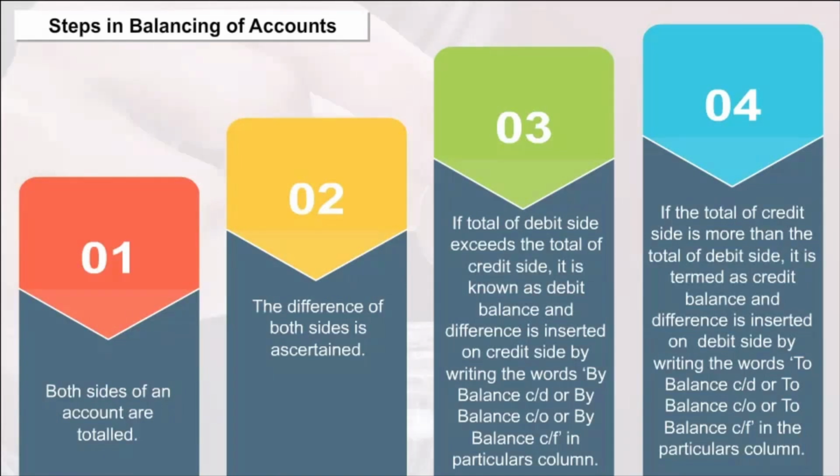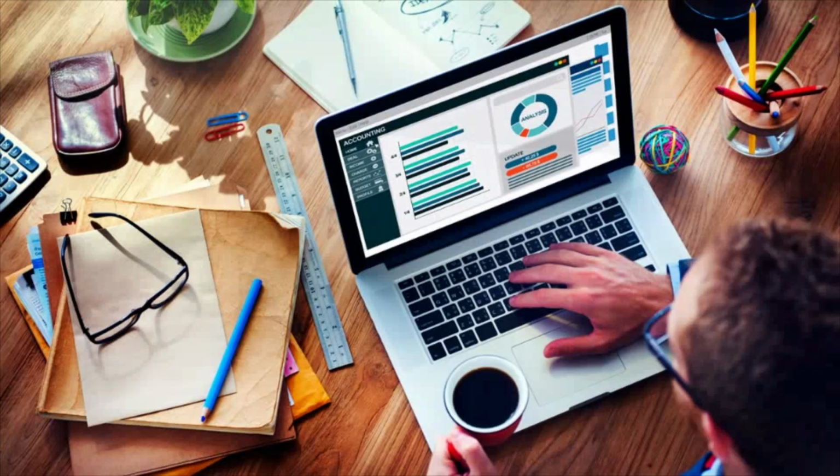If total of credit side exceeds the total of debit side, it is known as credit balance, and the difference is inserted on the debit side by writing the words to balance C/D or to balance C/O or to balance C/F in the particulars column.